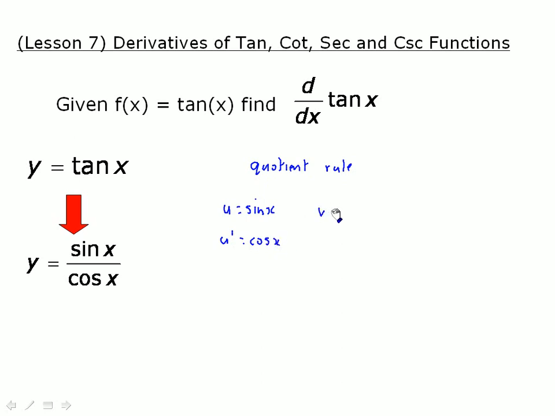And then v is equal to cos x. So v prime is equal to negative sine x. And as you recall, y prime is equal to u prime v minus u v prime all over v squared. So I'm just going to get a little bit more space to work and then finish this one off.